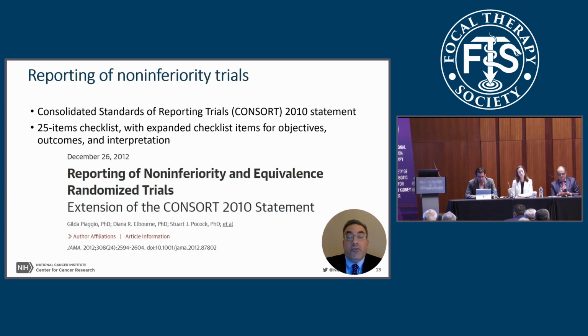Now, as you embark on writing non-inferiority trials for focal therapy, it's important to be familiar with the Consolidated Standards of Reporting Trials, or CONSORT statement from 2010, specifically the 2012 publication that focused on non-inferiority and equivalence randomized trials. In this regard, you will have a 25-item checklist for the objectives, outcomes, interpretation, and reporting, and it's really a great place to start as you embark on this work.